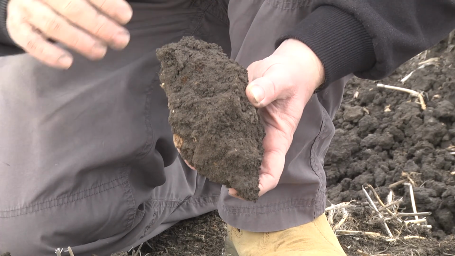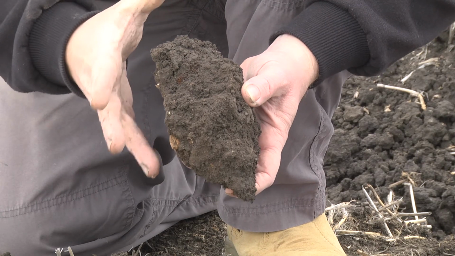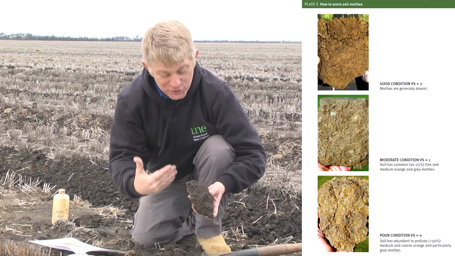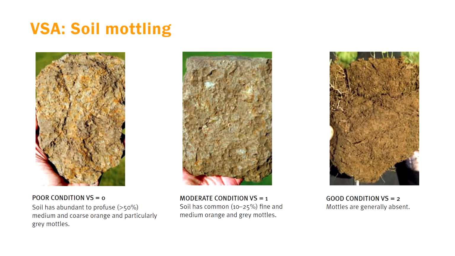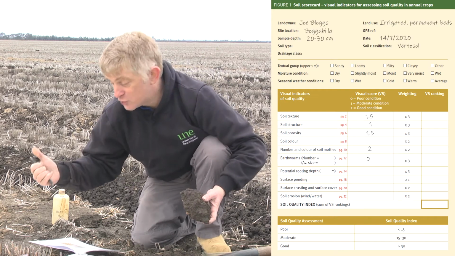One of the things we want to do here is assess what percentage of this face is actually mottled. So looking at this surface here, we've got about 5% or less mottling, which suggests to me that this soil basically isn't very often anaerobic. It probably doesn't flood, and therefore is actually what we consider good. I'm going to give it a 2.